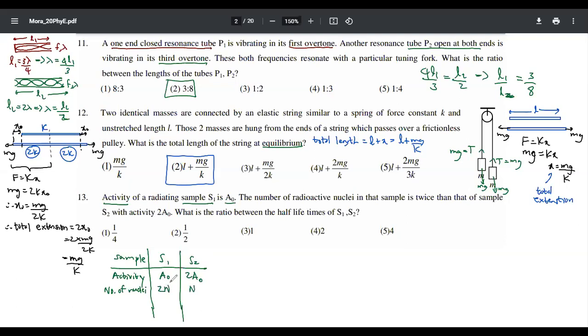Do you understand? Read it again. The number of radioactive nuclei in that sample, who is that sample, S1, they are talking about S1, is twice that of sample S2 with activity 2A naught. Sample S2 has an activity of 2A naught. It has N number of nuclei. Therefore, sample S1 with activity A naught should have double the amount of nuclei. What is the ratio between the half-life times of S1 and S2? Half-life, we'll take it as T1, T2. Is this clear? So first of all, you have to understand these quantities for both the samples.